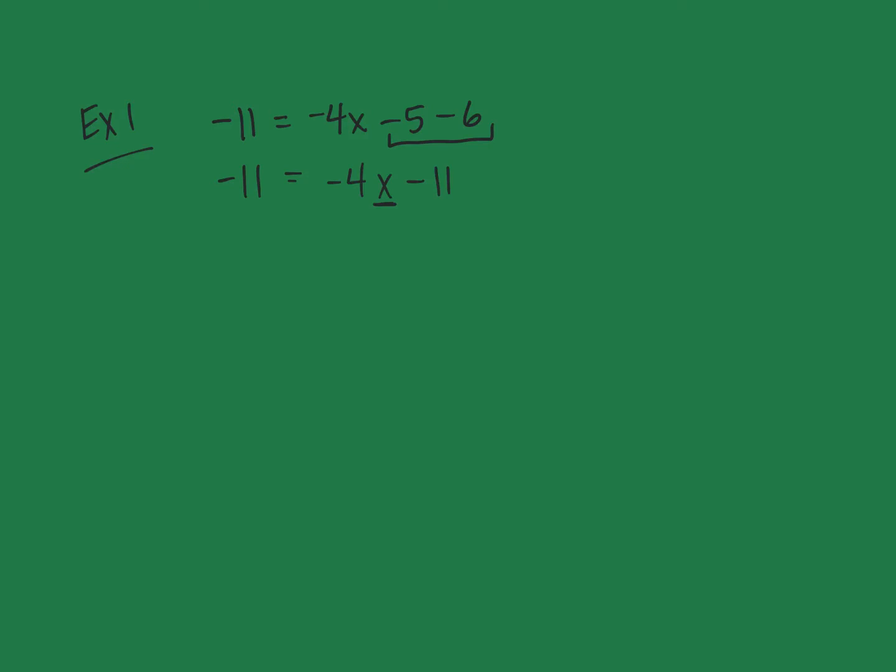Remember, I go opposite the order of what I would normally do. So I would normally do multiplication and then addition or subtraction. So I'm going to go opposite. I'm going to do the opposite of addition or subtraction first. What I do on one side, I do on the other.